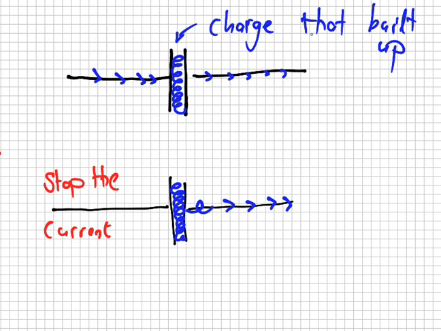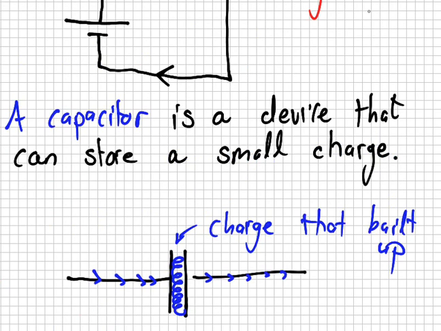So this is what the capacitor does. The charge builds up inside of it, and then when you turn the switch off, the charge then continues for a few seconds until it's empty again. Okay? So a capacitor holds a charge. That's what I mean here. A capacitor can store a small charge.